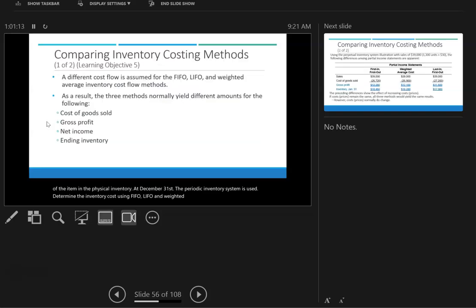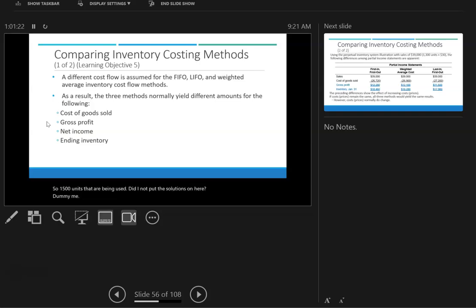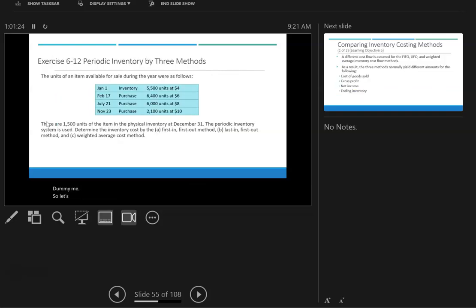So 1,500 units that are being used. Did I not put the solutions on here? Dummy me. So let's go through this and figure out, I'm going to have to pull it up here, how we calculate this. Okay? Who wants to take FIFO? Let me pull this up real quick.